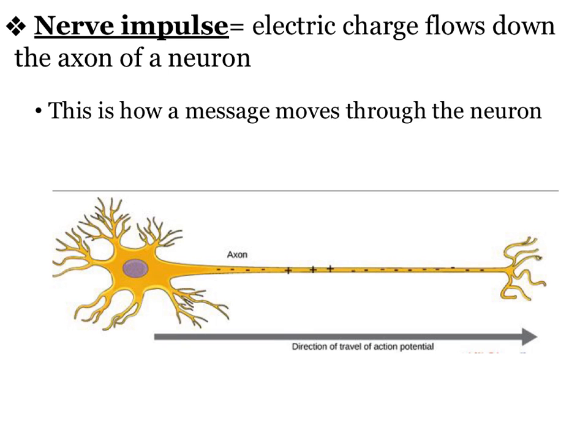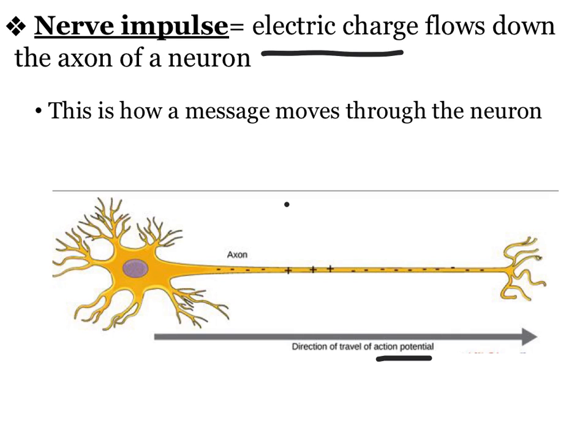So that idea, that electrical charge, those positive ions flowing down the axon, that is called the nerve impulse, and that's how the message actually physically moves. This is sometimes called an action potential. The action potential is that physical movement of the positive ions into the cell.